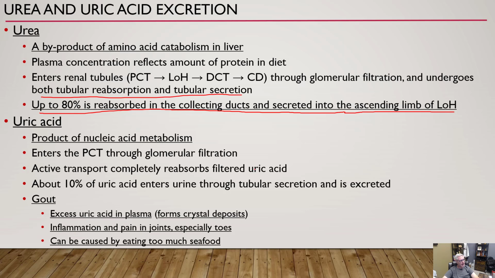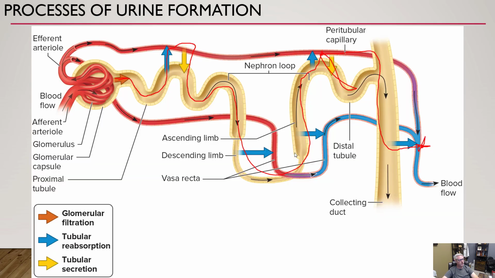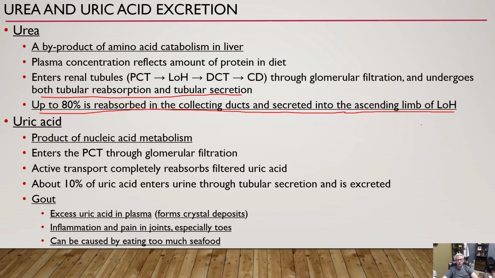All right, so uric acid. Uric acid is a product of nucleic acid metabolism. So when we break down DNA and RNA, that's what nucleic acid is, or that's what uric acid comes from. It's going to enter the proximal convoluted tubule through glomerular filtration. It's going to be actively transported, which requires ATP. And about 10% of the uric acid is going to become urine through tubular secretion, and it's excreted.